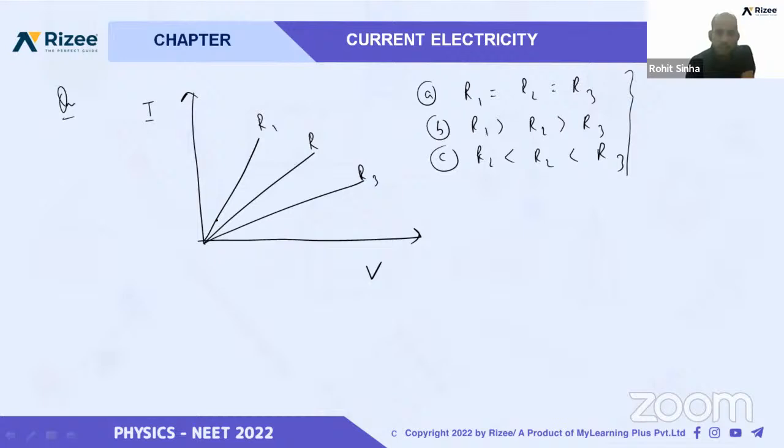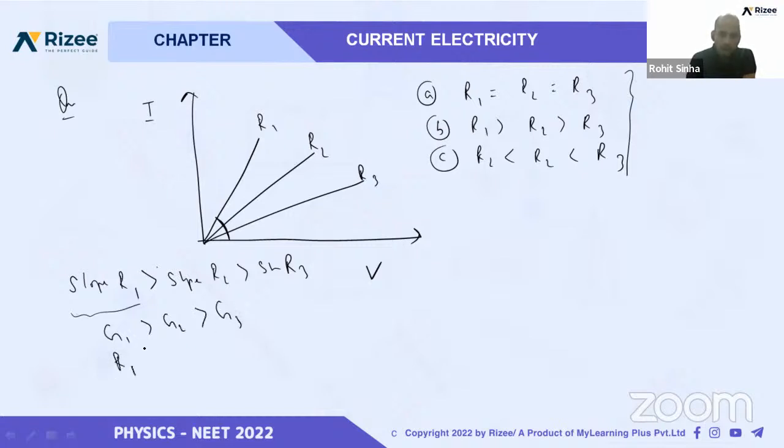You see here, more slope is here. Slope of R1 is greater than slope of R2. Slope of R2 is greater than slope of R3, and we know slope of the IV graph means conductance. G1 is greater than G2 is greater than G3, and in terms of resistance it will be opposite: R1 less than R2 less than R3. Okay, so C will be the answer.